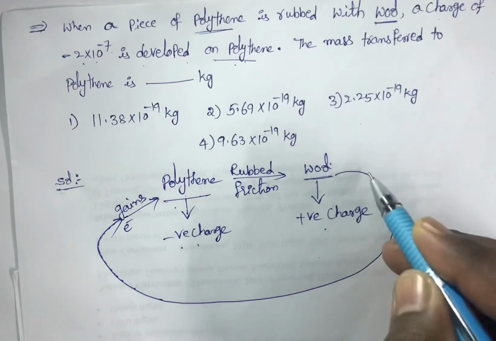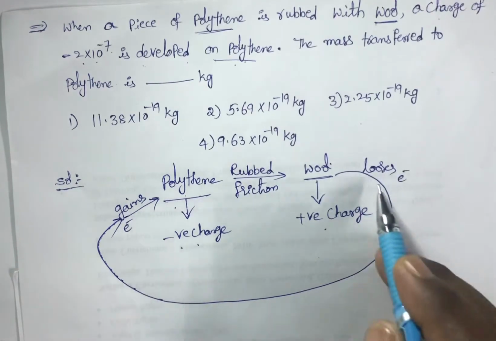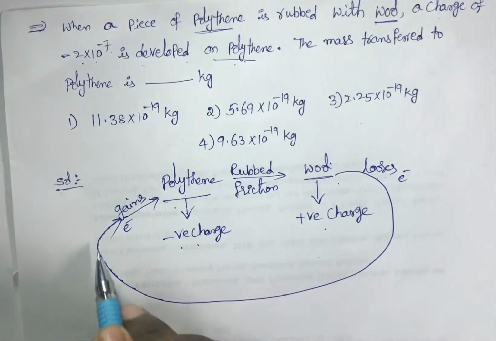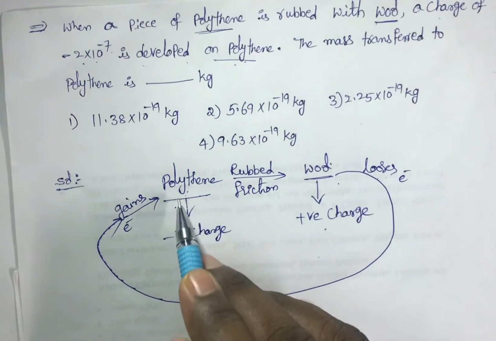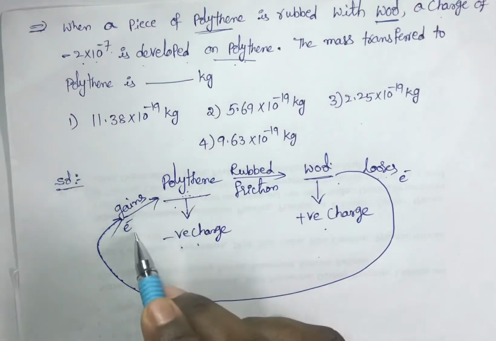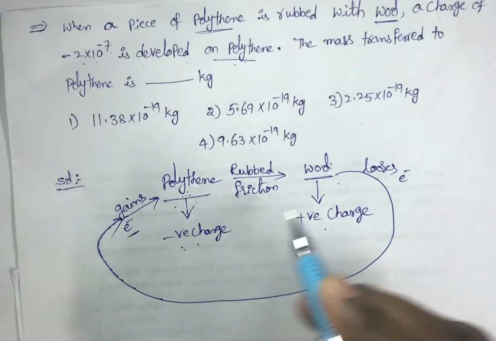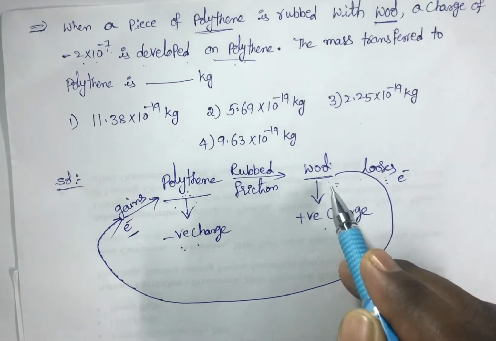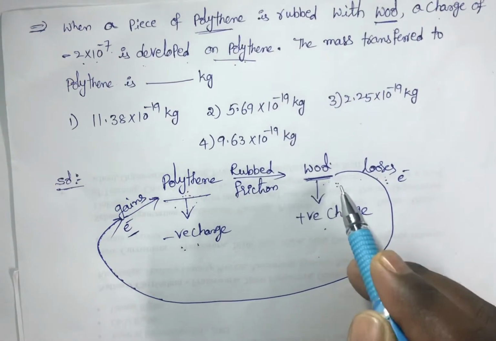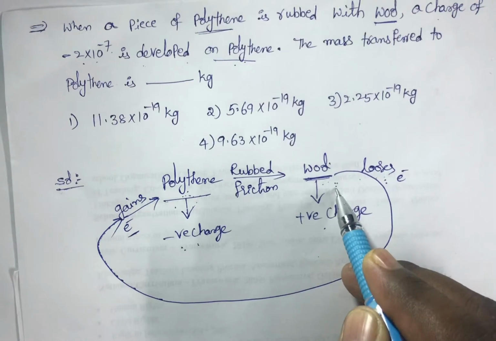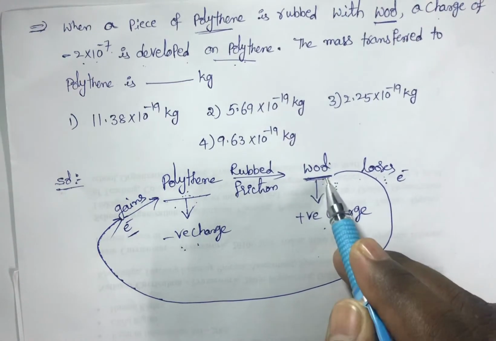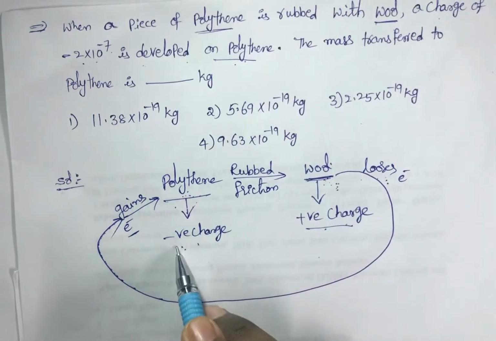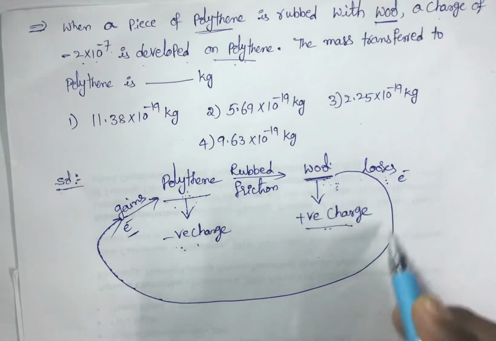Wool loses some amount of electrons. Whatever number of electrons are lost by the wool, the same number are transferred from wool to the polythene. That's why polythene has an excess of electrons and gains the negative charge. In the wool there is a deficiency of electrons, otherwise an excess of protons. Due to the excess of protons, wool gains the positive charge. So polythene gains the negative charge and wool gains the positive charge in this process.